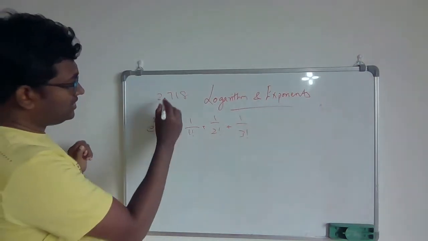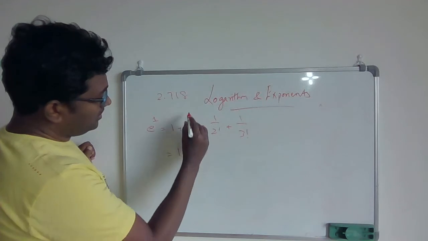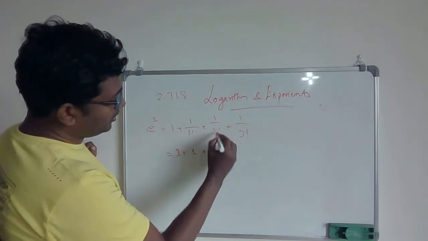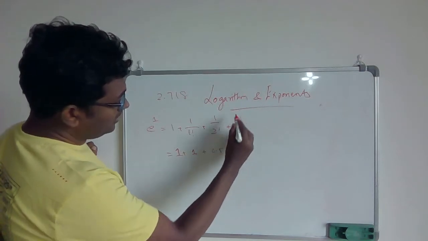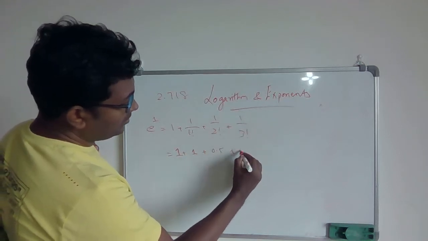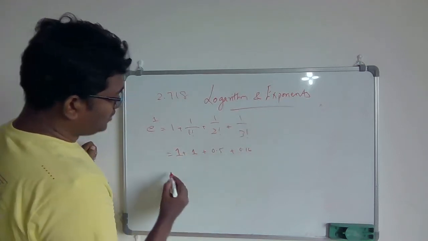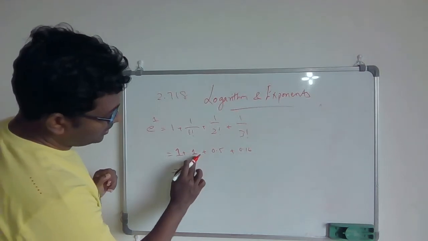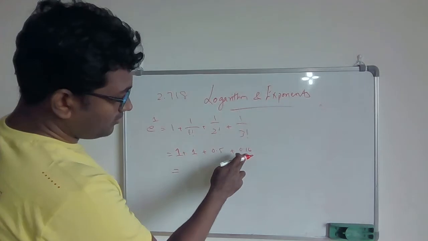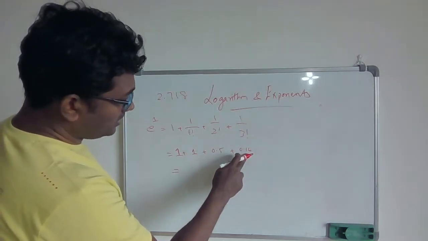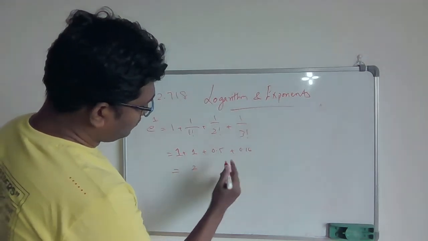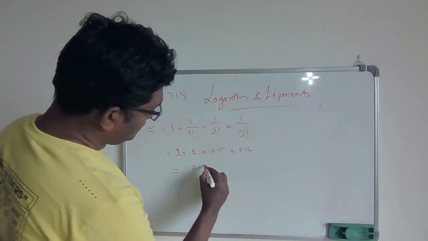If you just calculate this, it becomes 1, then 1 plus 1 by 1 factorial is 1, then 1 by 2 factorial is 0.5, and 1 by 3 factorial is 1 by 6. 1 by 6 becomes 0.16 or something. So if you add this, 1 plus 1 is 2, 2 plus 0.5 is 2.5, 2.5 plus 0.16 is 2.66 or something.